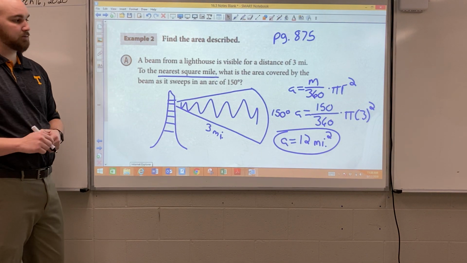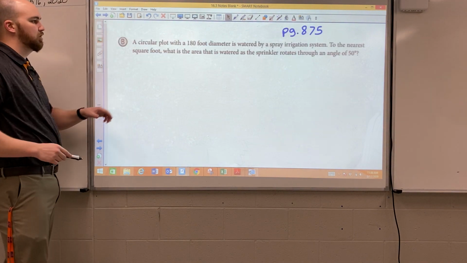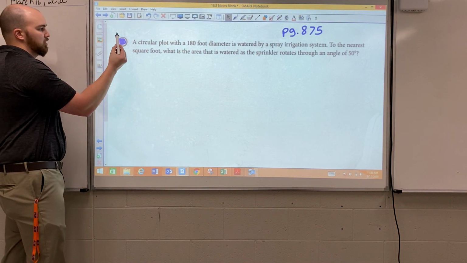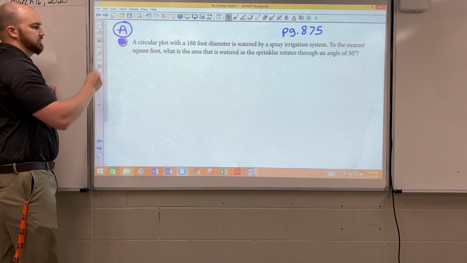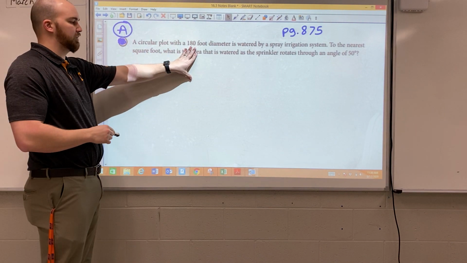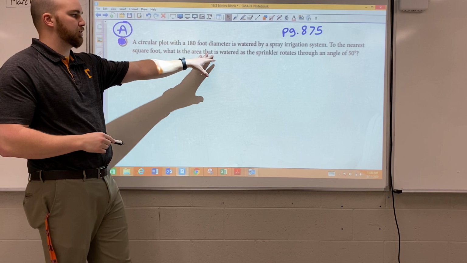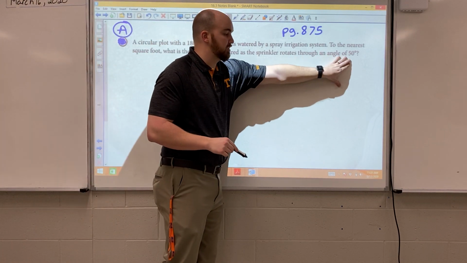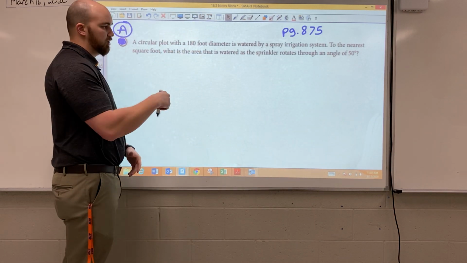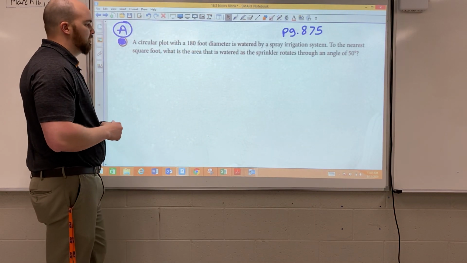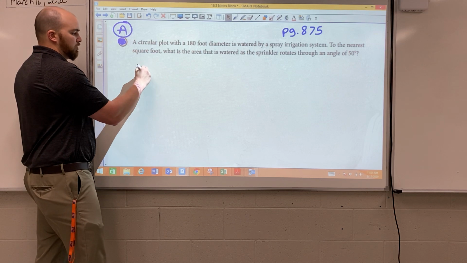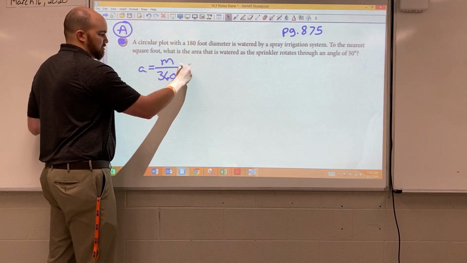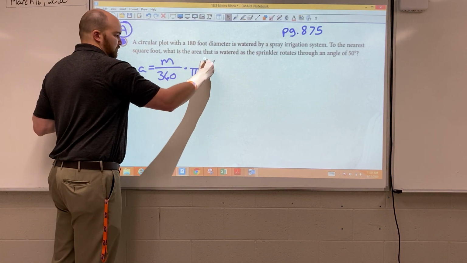All right, one more example and then we'll be done with this section of notes here. Still page 875, I think this actually says example A here. But it says a circular plot with a 180-foot diameter is watered by a spray irrigation system. To the nearest square foot, what is the area watered as it rotates 50 degrees? Okay, if you need to draw a picture again, you can. But again, we just need 2 things here. We need the measure of the angle, so that's going to be a degree measure, times pi times radius squared.